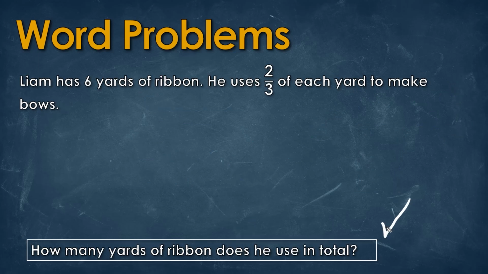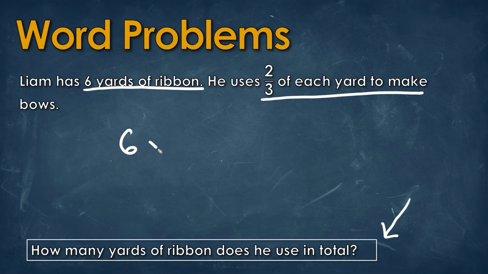For this question, it's asking how many yards of ribbon does Liam use? So it says that he has 6 yards of ribbon in total, and he uses 2/3 of each yard to make bows. This again will be multiplication, so 6 times 2/3. Now when we have a whole number and nothing on the bottom, we always can put a 1 here, because this would be equivalent to saying 6 divided by 1, which would be equal to 6. It gives us the same number in return. It's another way of saying 6.